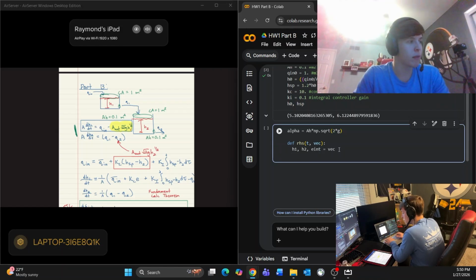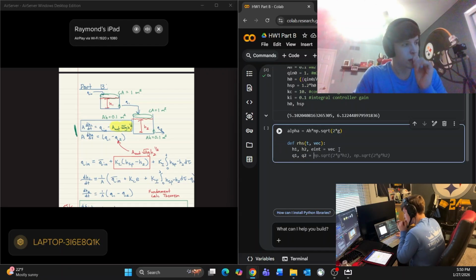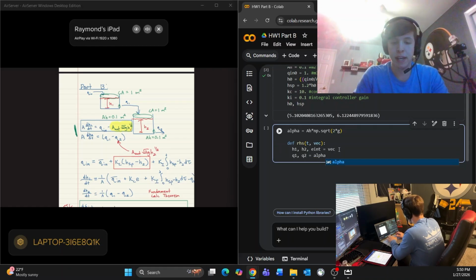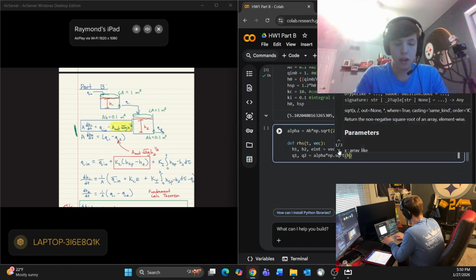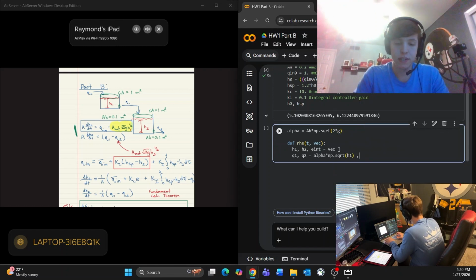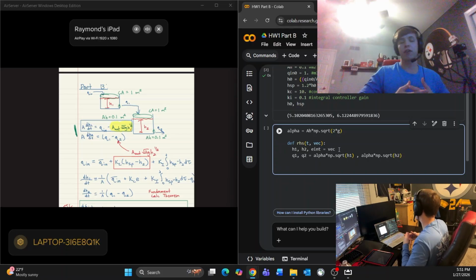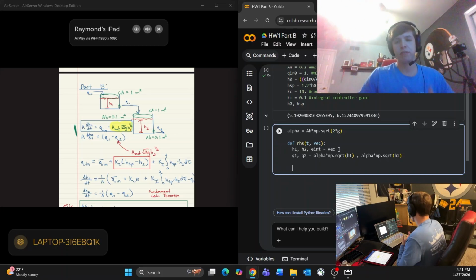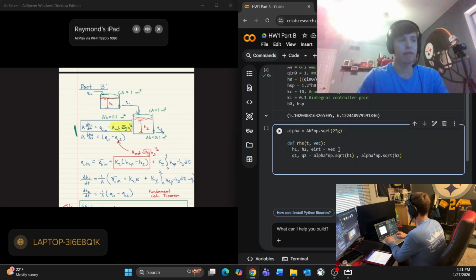So once we have our error, we can then move into defining Q1 and Q2. And this is going to come out to, in our equation, and this is where things can get a lot simpler, alpha and P dot square root of our height, just like in our equations that we wrote up. And then we will do the same thing for H2. All right, so we have our H values, our Q values, and our error all defined for this problem.